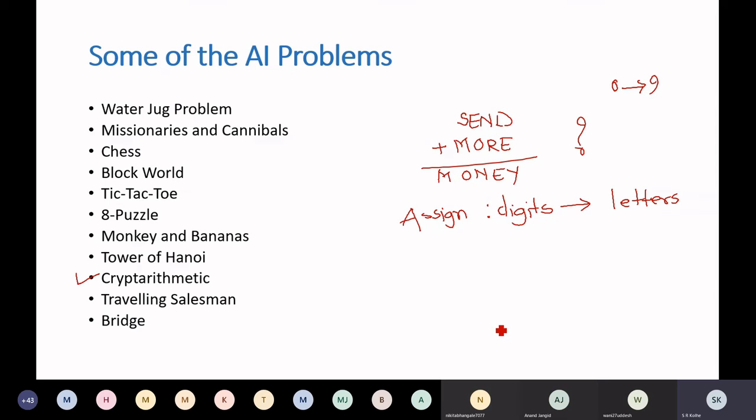For example, you will have to develop logic in a step-by-step fashion. At most, the maximum value of a digit is 9, right? So here, if S is equal to 9, M is suppose 8 at most. So 9 plus 8 is what? 17, right?